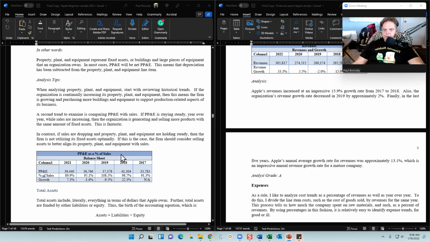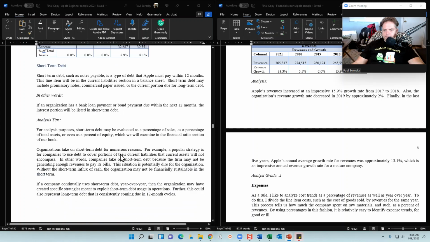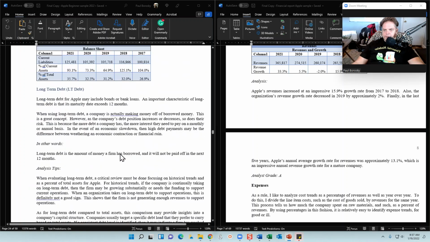Now, another segment that's important is the financial ratios. I do structure my financial ratios a little bit differently, and let me show you an example of that.